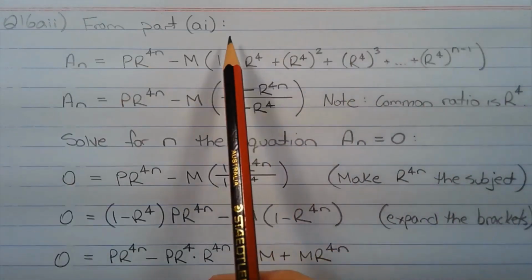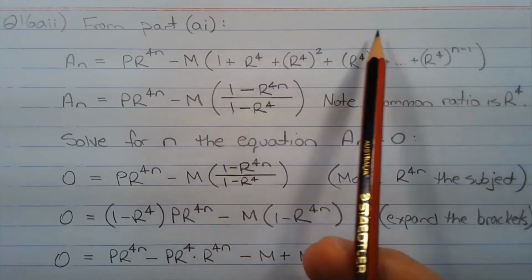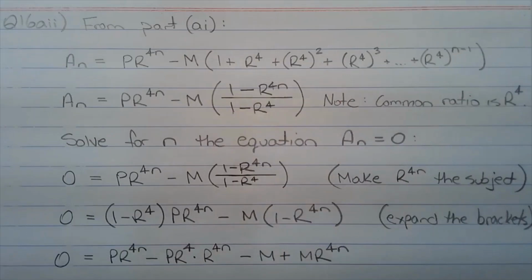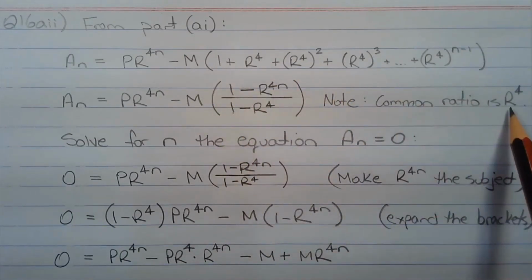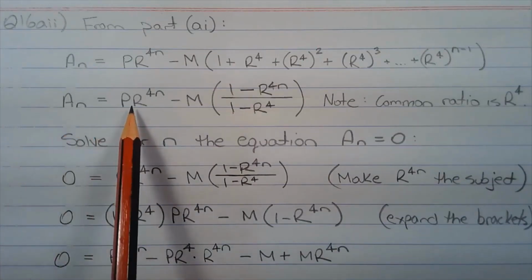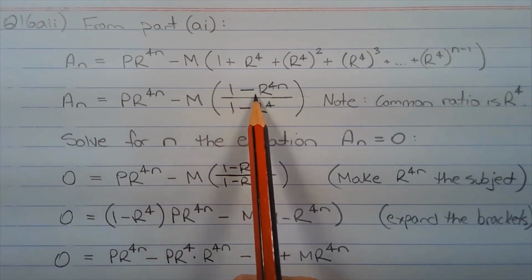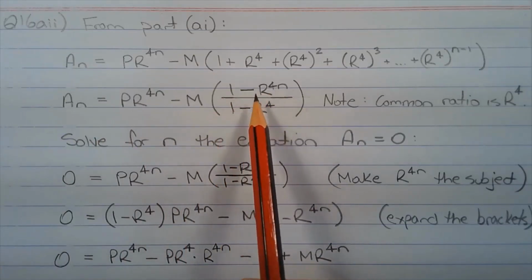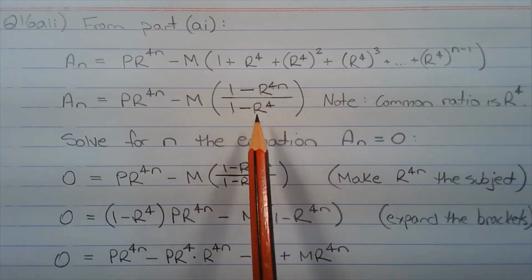Note that we have a geometric progression here, and we can represent this sum using the sum of a GP formula. We have n terms and a common ratio of R to the power of 4. So AN is equal to PR to the power of 4n minus M outside of 1 minus R to the power of 4 to the power of n, which is just R to the power of 4n, over 1 minus R to the power of 4.